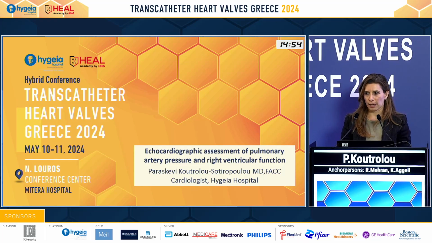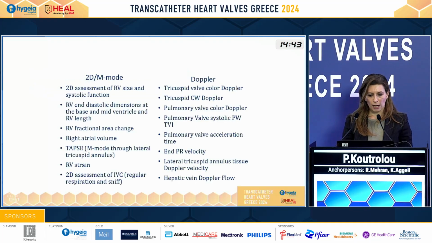So my talk within the next few minutes is going to be more echo assessment of the systolic function of the right ventricle, as well as a measurement of the pulmonary artery pressure. With echocardiography, we can do, as you can see here, a lot of measurements with the 2D, M mode, as well as Doppler. Many of those things that we see here, we're going to discuss within the next few minutes.